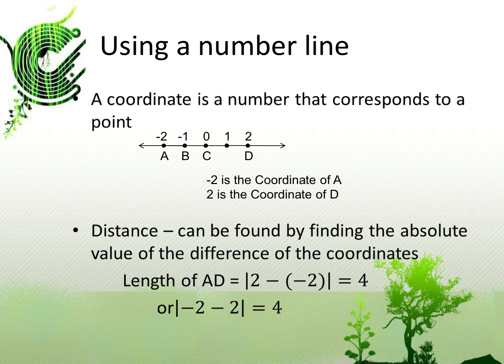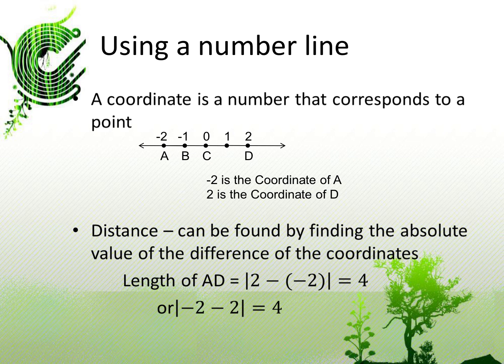The first thing we're going to talk about is using a number line. And we're going to find the definition of a coordinate. And a coordinate is a number that corresponds to a point. So in this particular number line, where it starts at A and goes to D, the coordinate of A is -2. It's always the number portion. 2 is the coordinate of D.